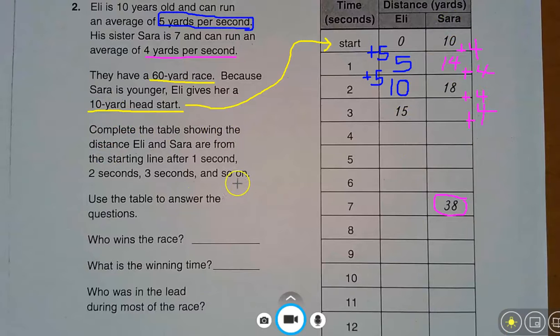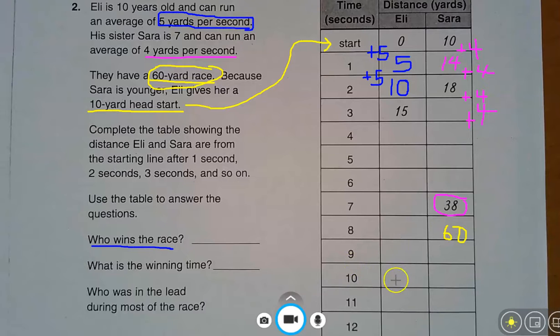Then it wants you to look at the table and answer these questions. Who wins the race? This is where the idea of how long the race is comes in. The race is 60 yards. So whoever gets to 60, let's say 38 plus 4 is 60.